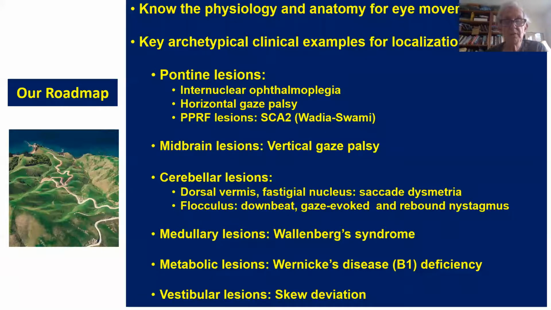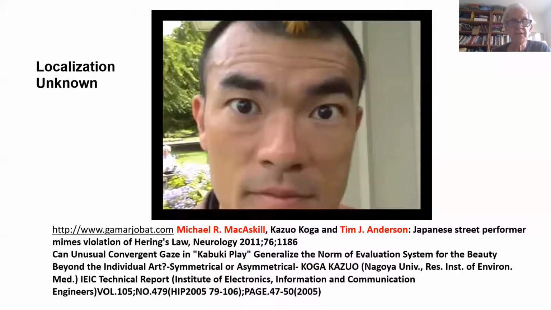We saw cerebellar lesions, vermis, fastigial nucleus, and the flocculus. We saw downbeat, gaze evoked, and rebound nystagmus. We saw Wallenberg syndrome, lateral pulsion and skew, Wernicke's disease, any kind of nystagmus. Didn't talk about it today. They often lose their horizontal vestibular ocular reflex because their medial vestibular nucleus is involved. Always suspect and treat emergently. And we talked a little bit about skew deviations.